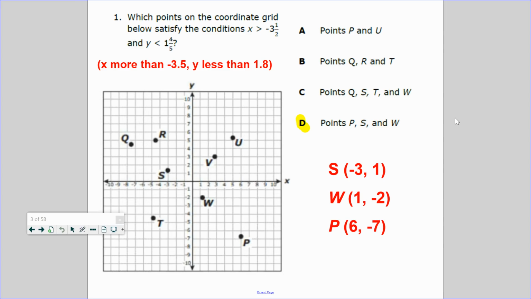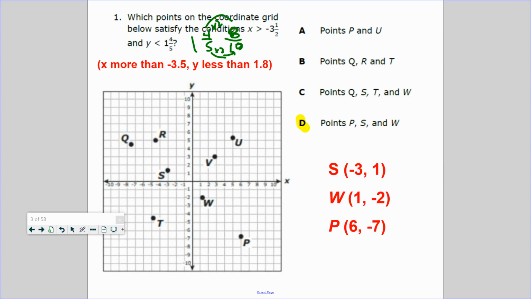So let's look at number one. Which points on the coordinate grid below satisfy this condition? X has to be more than negative 3.5, but y has to be less than 1 and 4/5. As a reminder, 1 and 4/5, how do you build it to a 10? Times 2, times 2. That's the same as saying 1 and 8/10. So we're going to see which one.